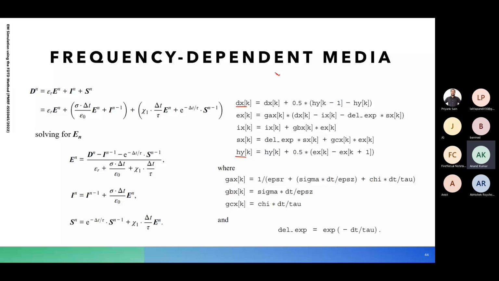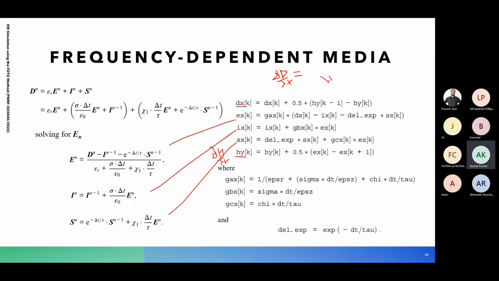This is dD by dt equals, and this one is dH by dt. These are the Maxwell's equations for 1D, and this E is calculated from here. This I is calculated from here, and Sn is calculated from here.